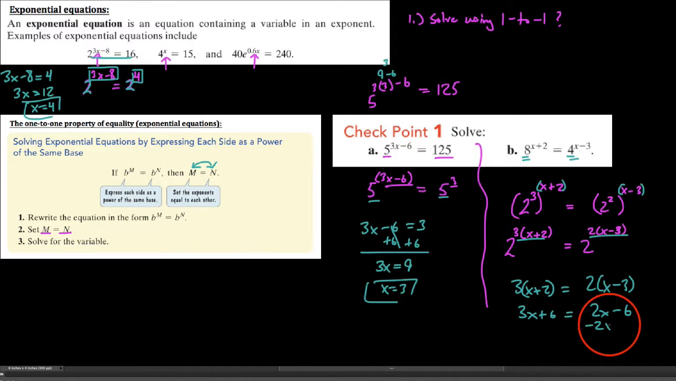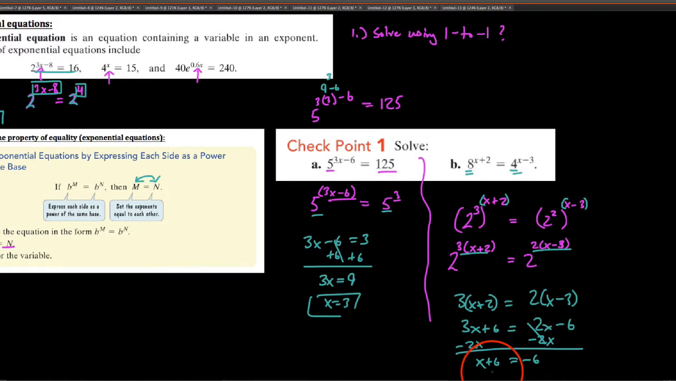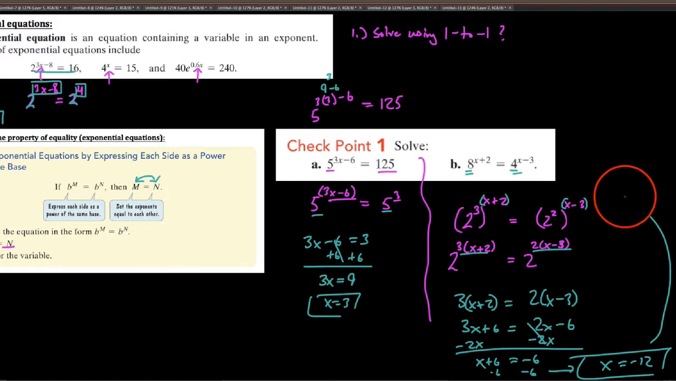If we were to subtract 2x over to the left side here, we'd end up with just 1x on the left. So x plus 6 equals negative 6. So if we were to subtract 6 from this, we would determine that x is equal to negative 12. And again, this is something that we can go plug back in and check to see that we actually get the correct answer here. But that's how we solve exponential equations.